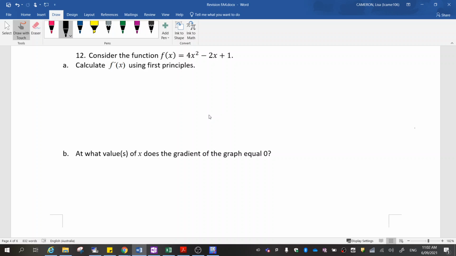Today we're going to be looking at first principles. So we're going to calculate the first derivative using first principles. Now before we begin this, I want to just quickly go over how it works. So remember that this is all about calculating an instantaneous rate of change.